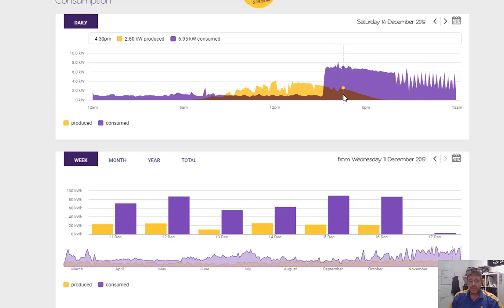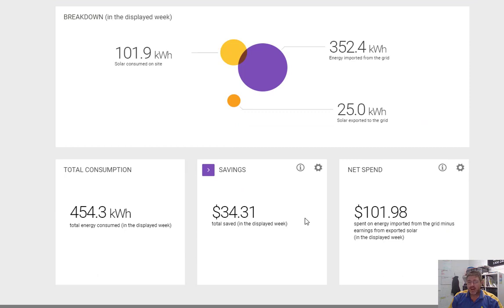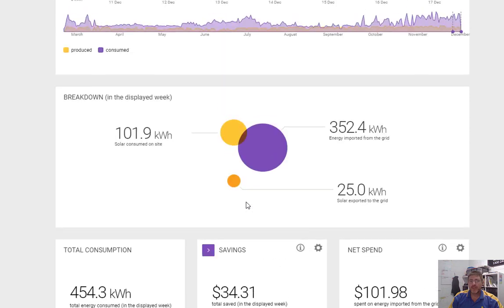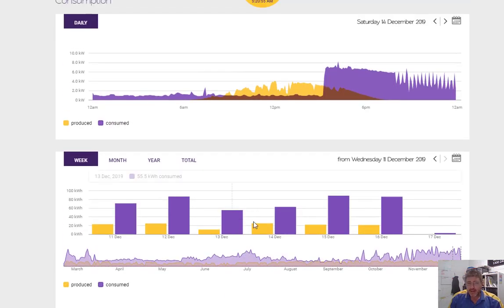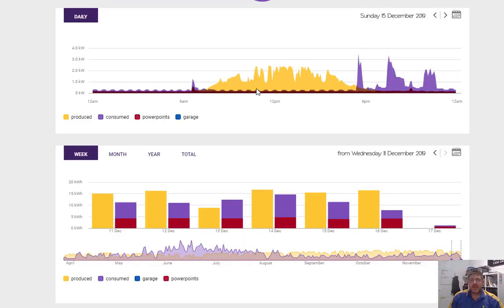So this customer here, on average, they're spending $100 a week on energy and saving $34 from using solar. So the more you can self-consume that solar of a day, the better it is. And we'll go to another residential customer here. So this is more of a typical customer.